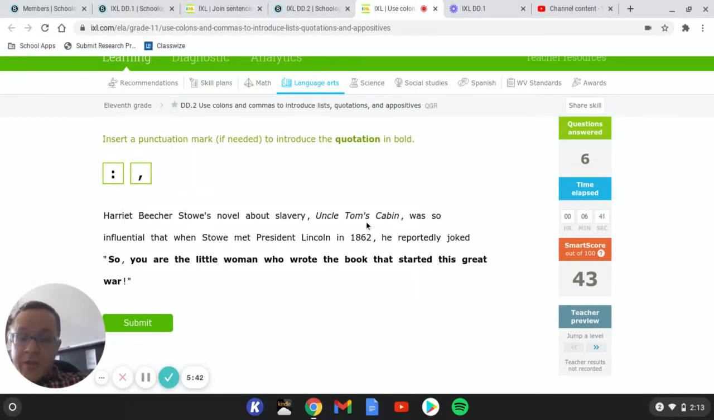So what is not a complete sentence? Harriet Beecher Stowe's novel about slavery, Uncle Tom's Cabin, was so influential that when Stowe met President Lincoln in 1862, he reportedly joked. Well, that's not a complete idea. So because it's not a complete idea, we have to introduce that quote with a comma. It seems like it would be a complete idea because we have a person and then an action that's being performed, joking, right? But the idea is not complete, so we have to use a comma to introduce this quotation.